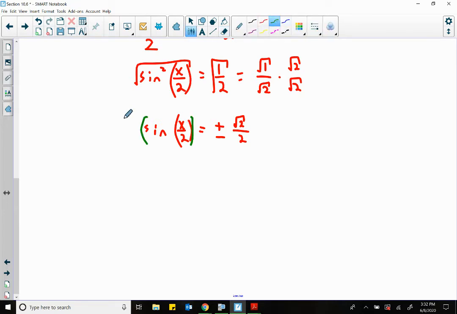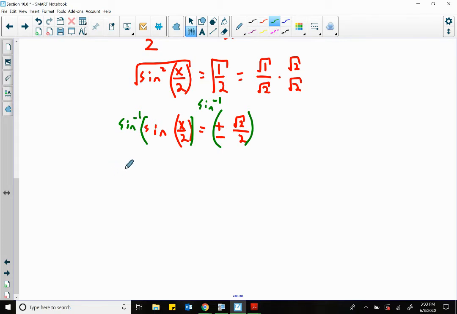So, sine -1 and sine -1. We want to know, when is sine positive square root of 2 over 2 and negative square root of 2 over 2? Okay?